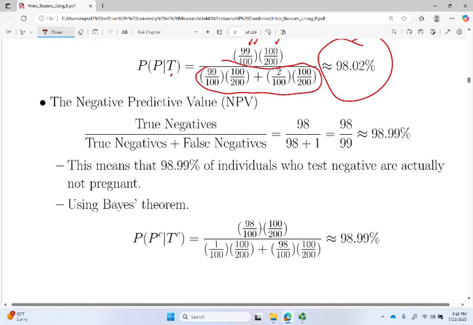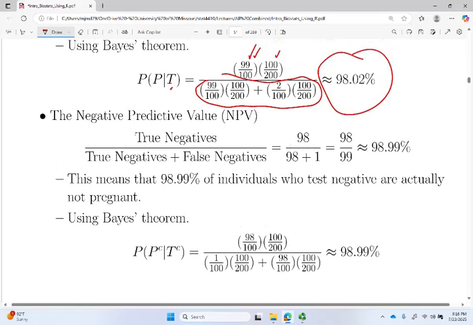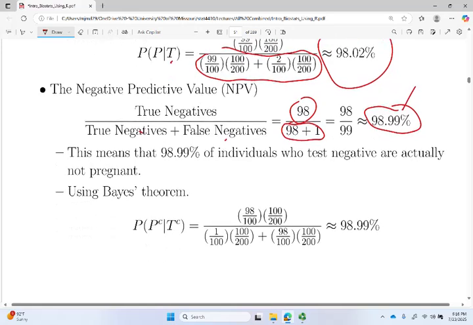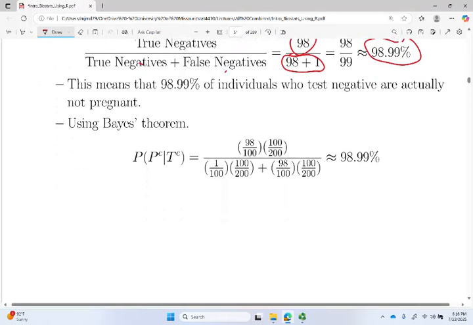Negative predictive value can also be derived from that table. This were the number of negatives, right? The true negatives and the false negatives, and in that table, 98 were true negatives, so about 99% have a negative predictive value. So if the test is negative, that's the probability that you're not pregnant. We can use Bayes' theorem to calculate it. So given the test was negative, what's the probability that you're not pregnant? And then you can use that Bayes' theorem and recalculate it.